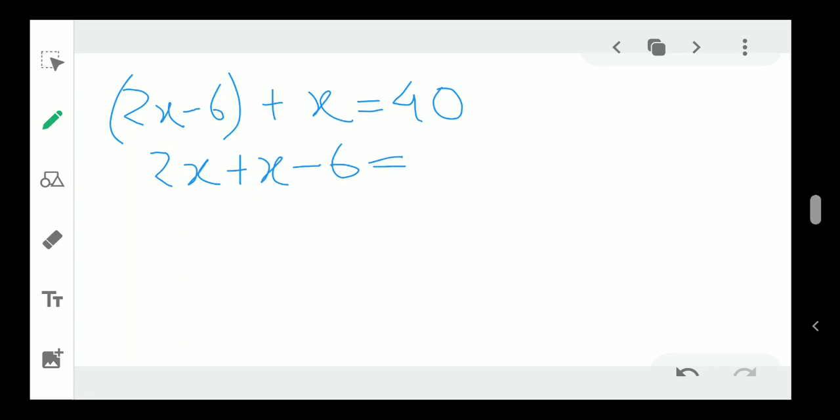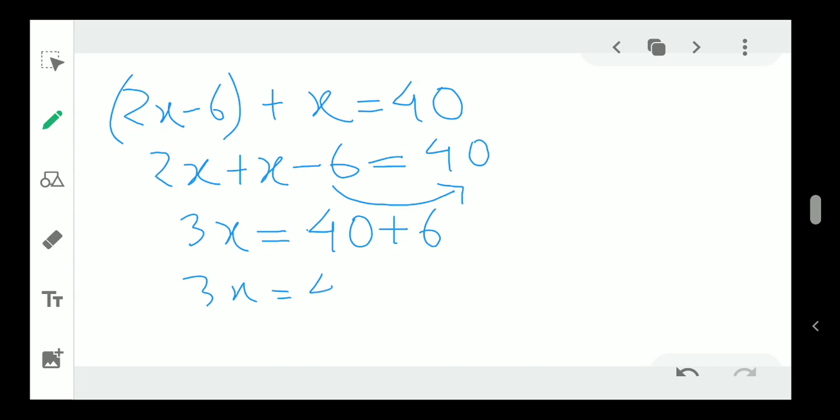Provided you move these things to the other side, only then will the things change. So this is 40. Now 3x equals, see, minus 6 is going in this direction. When subtraction goes to the other side, it becomes plus. So it will be 40 plus 6. So 3x equals 46.